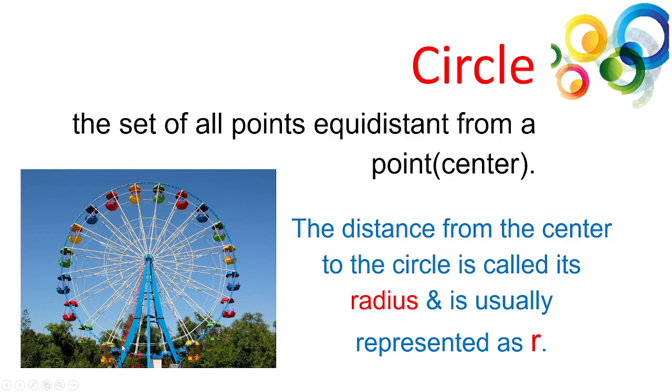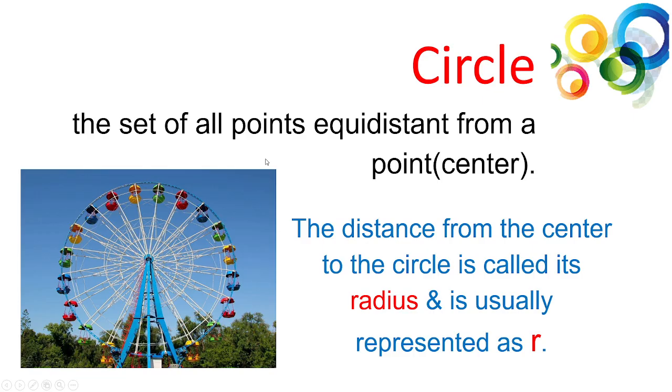An example for that would be, say, this Ferris wheel. The blue boundary, let's consider that as the circle, and its center is right here. And these white spokes will be our radii.